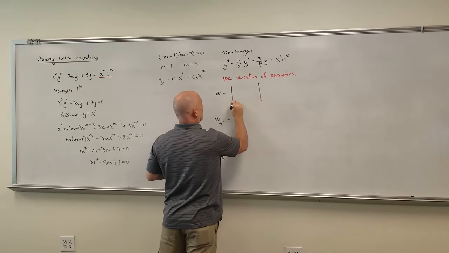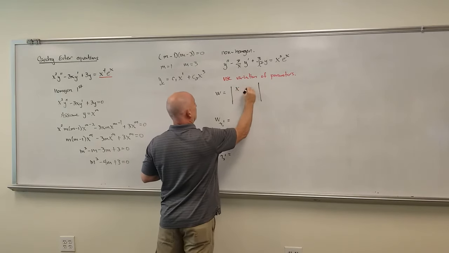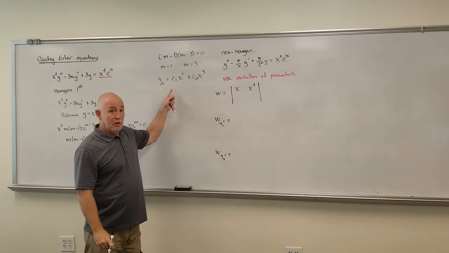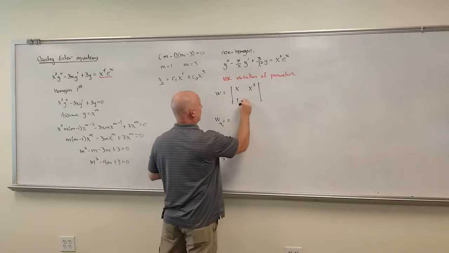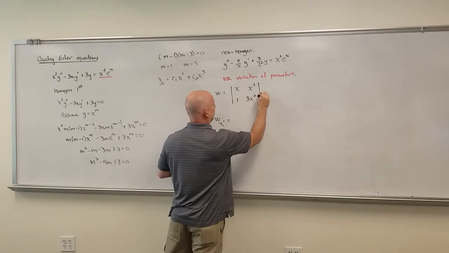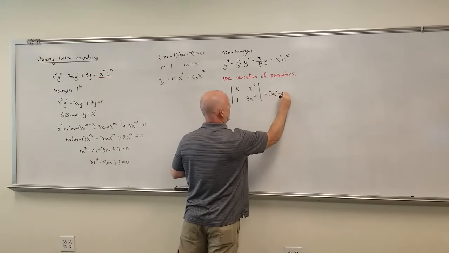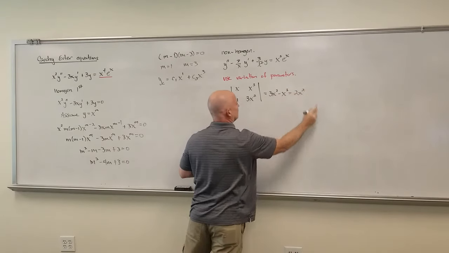All right, w is just our y1 and y2 from the homogeneous, and then its derivatives, 1 and 3x squared. We do that determinant, I get 3x cubed minus x cubed, which is 2x cubed.